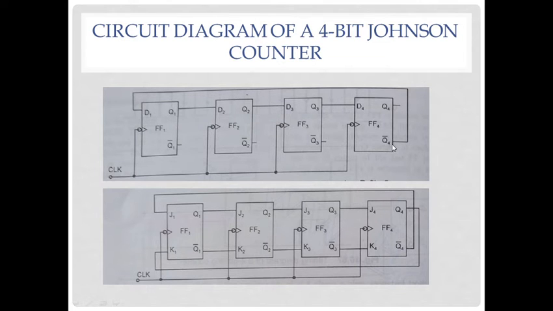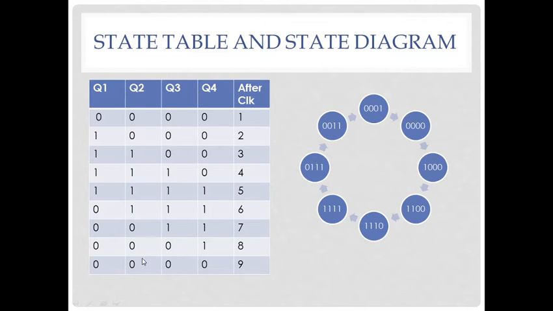This is how we would connect the circuit if we were using a D flip-flop. The Q4 dash, that is the last flip-flop's Q dash, is fed back to D1. If you're using JK, then your connection slightly varies. Q4 is connected to K1 and Q4 dash is connected to J1. So let us see how this connection results in a unique change.